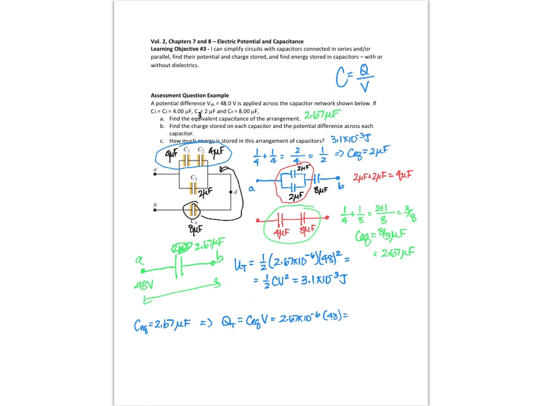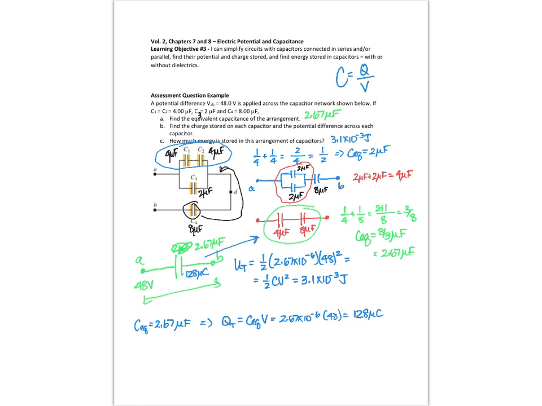And I find that my total charge is 128 microcoulombs. That's going to be helpful for me because now I'm going to start working my way back. This 128 microcoulombs is on this one equivalent capacitor. And now I'm going to start going backwards.